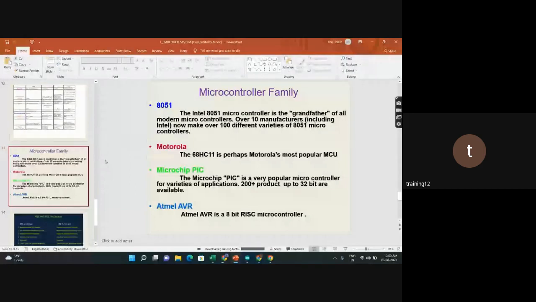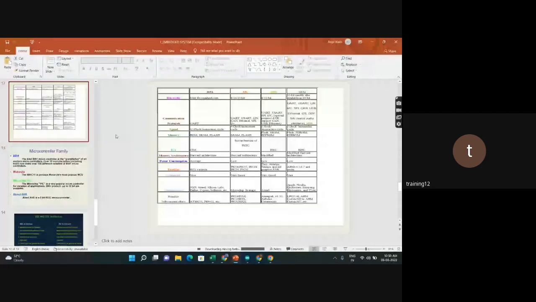Next is the microcontroller family. There are many microcontroller examples here. First, sorry, in the previous slide I forgot to tell you about speed. Speed in the 8051 is 12 clocks per instruction cycle. Next is PIC, 4 clocks per instruction cycle. AVR is 1 clock per instruction cycle, and ARM is 1 clock per instruction cycle.